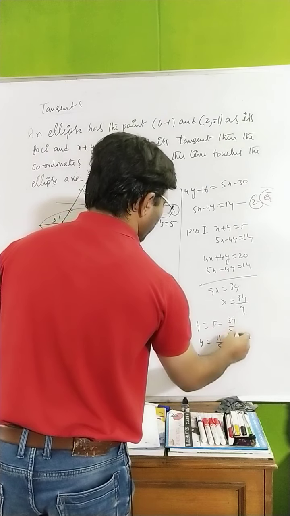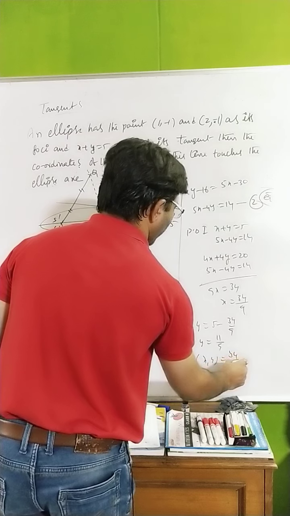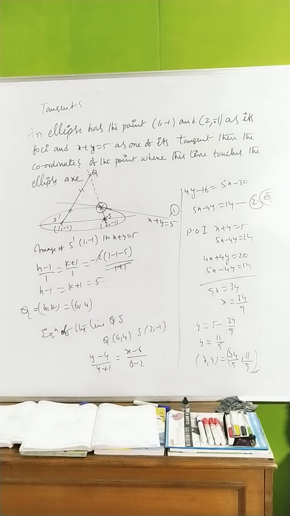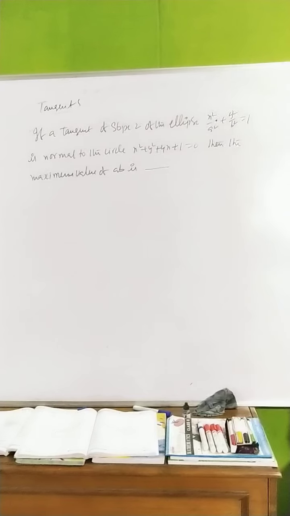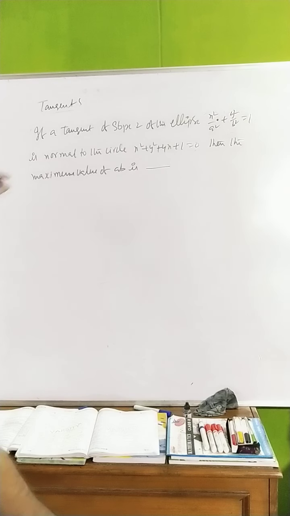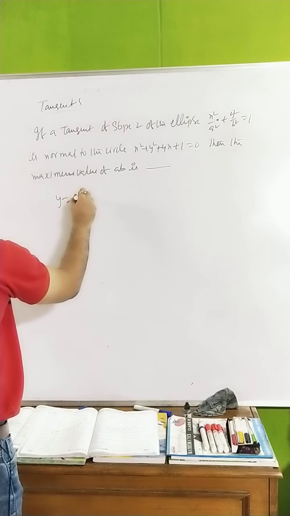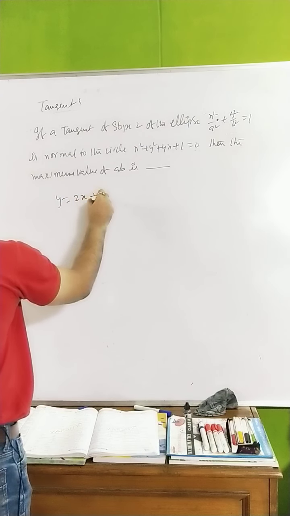45. Yes, sir. 11 by 9, 34 by 9 comma 11 by 9. We are getting one of the wonderful points you have to remember, sir. You see here, a tangent of slope m to an ellipse: y is equal to mx plus under root of a square m square plus b square.